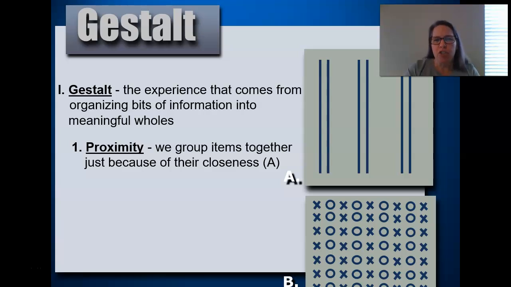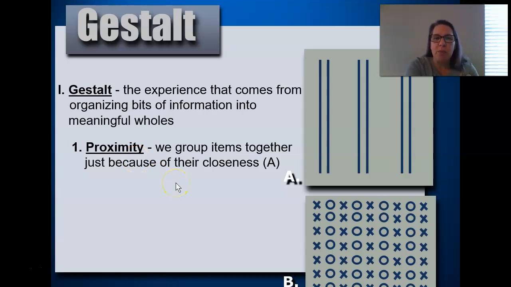So the gestalt was a psychologist that talked about our experience, our perception, being able to come from organizing information into something that is meaningful to us. So most of these gestalt principles are going to be around sort of organizing information. So the first one is proximity.